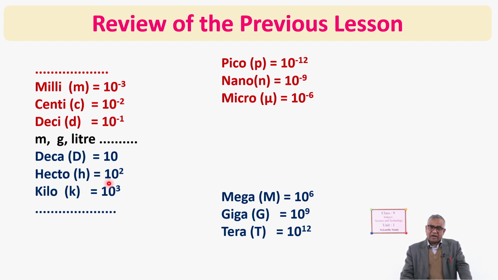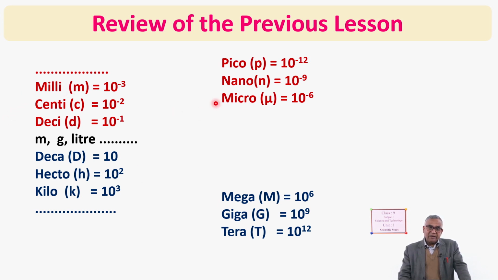Hecto, H, and its value is 10 to the power 2. That shows that it is 100 times bigger. And kilo, symbol K, that is small k. Remember, here deca is capital D, but hecto and kilo are small letters. And their values are 10 to the power 2 and 10 to the power 3 respectively.